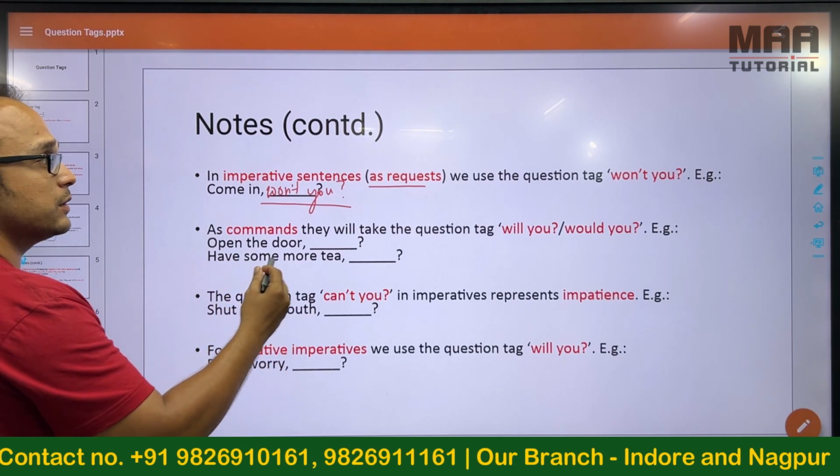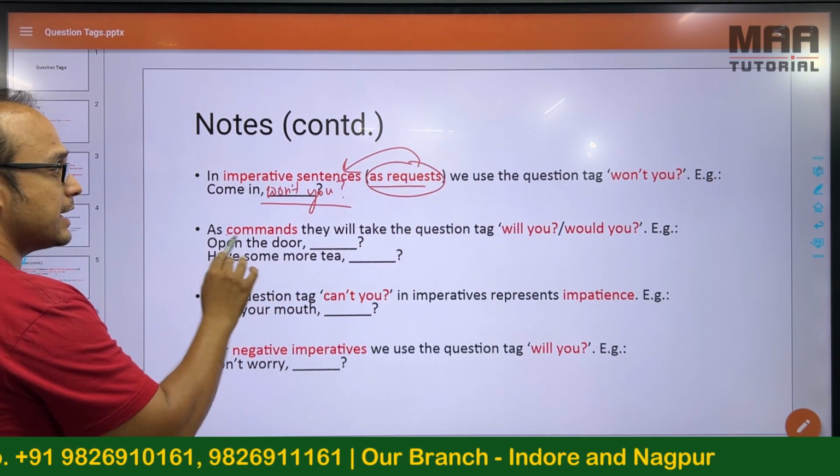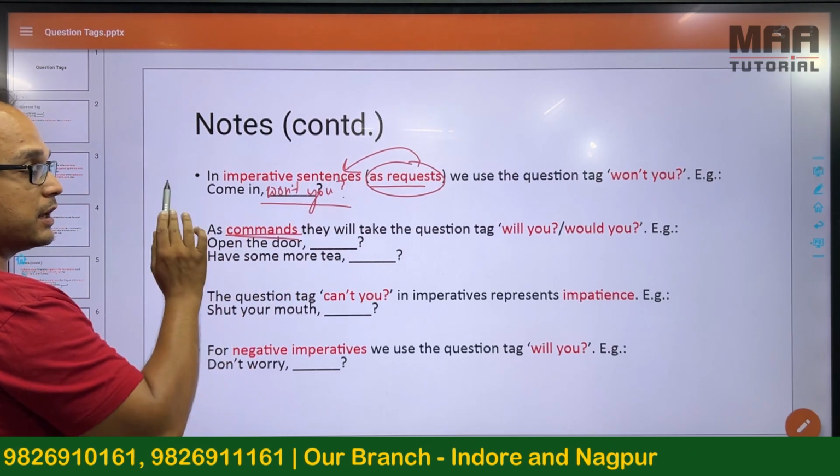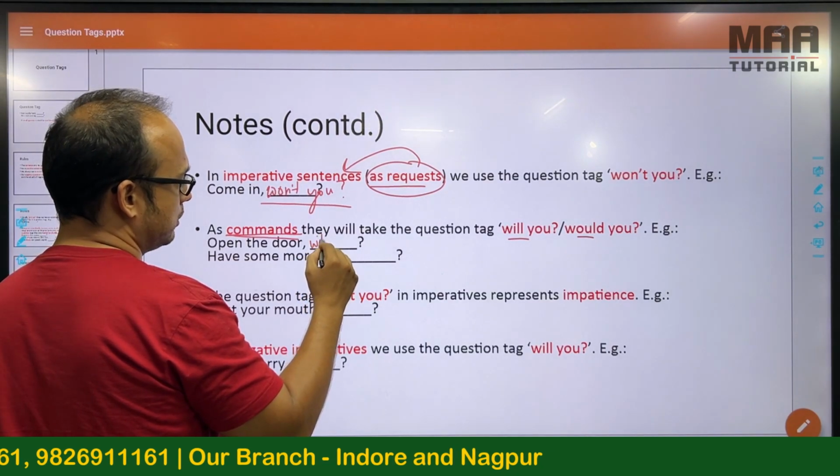Now, when imperative sentences are requests, we use won't you. But when it is a command, not a request, then we will use will you, would you. Open the door, will you?